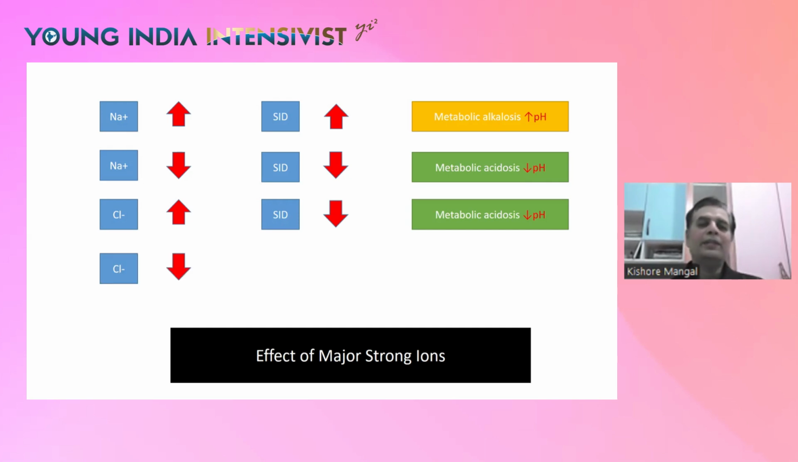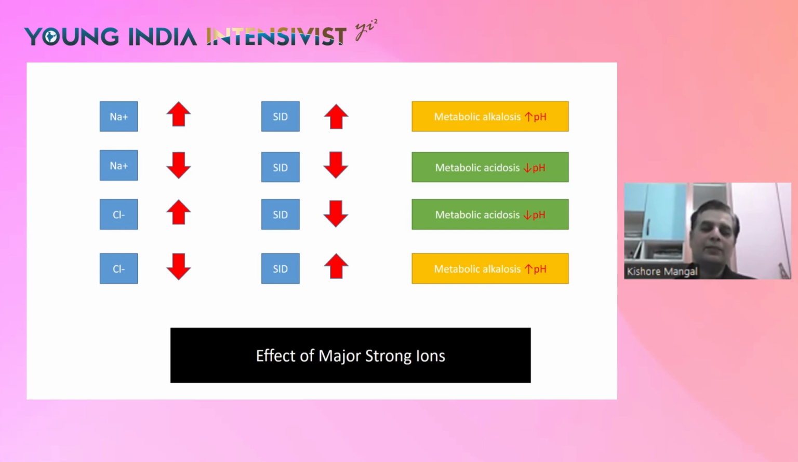And if H plus is increasing, ultimately the body will have metabolic acidosis. And if the chloride is decreasing, it will lead to an increase in the strong ion difference, and an increase in the strong ion difference will lead to metabolic alkalosis. So in hypochloremia, the patients are having metabolic alkalosis. So hypernatremia and hypochloremia cause metabolic alkalosis. Hyponatremia and hyperchloremia cause metabolic acidosis as per the principles of Stewart. Right?